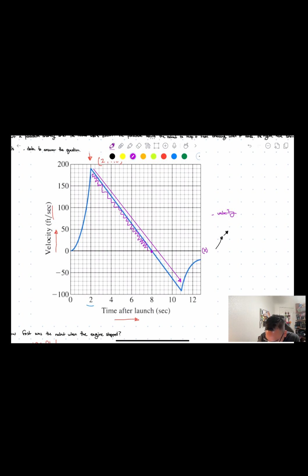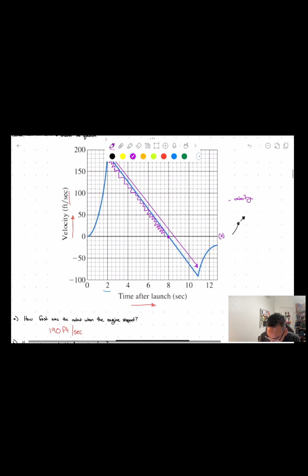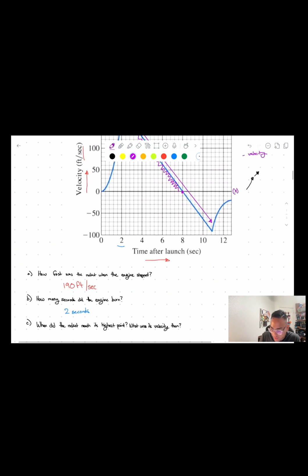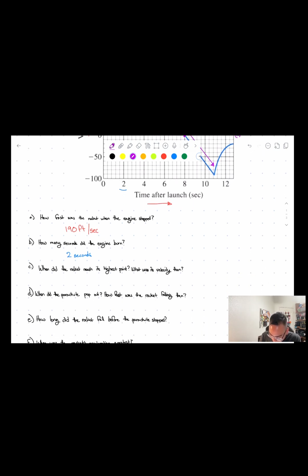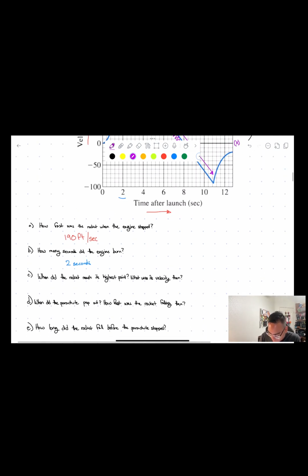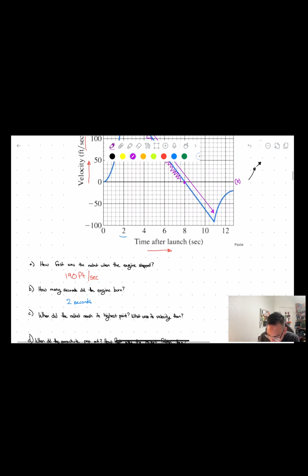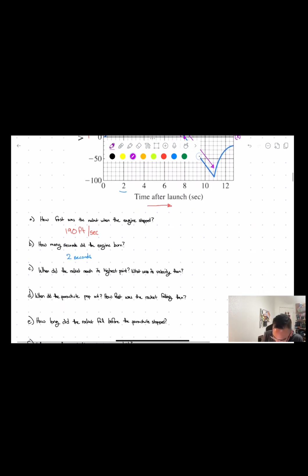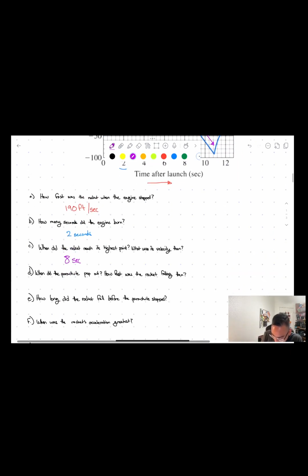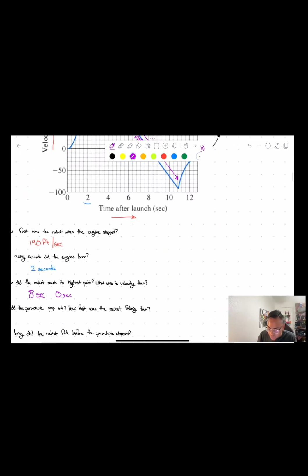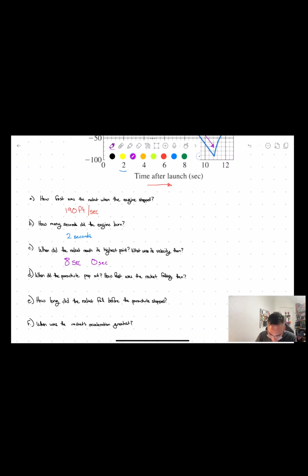And right over here, when it touches 0, it tells us that it's pretty much done climbing. So when did the rocket reach its highest point? Well, it reached its highest point at 8 seconds. And what was its velocity? Velocity was exactly 0.